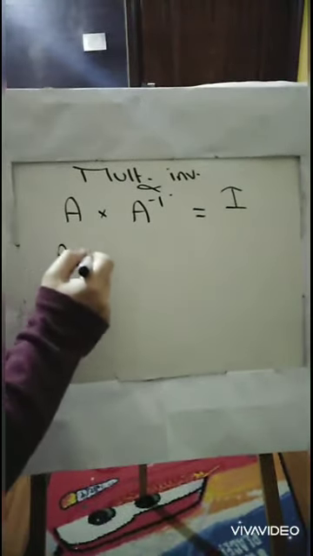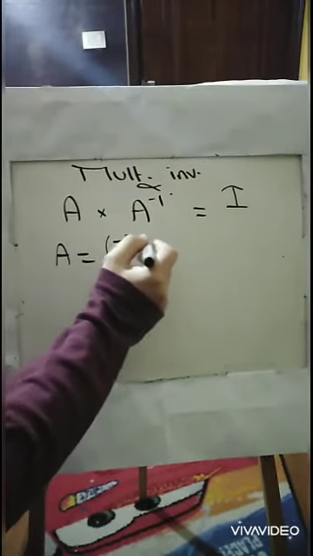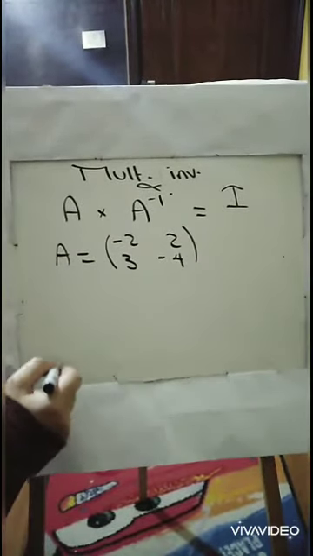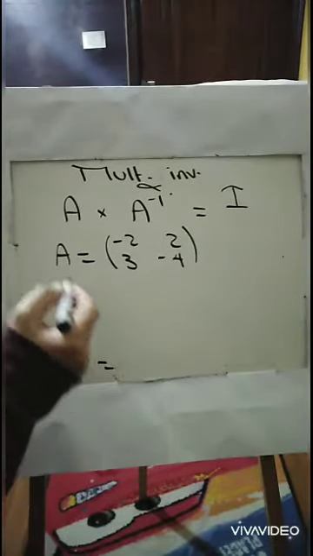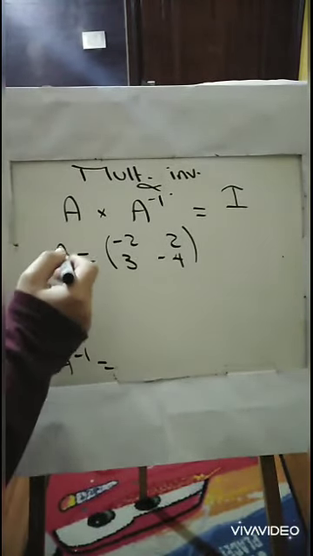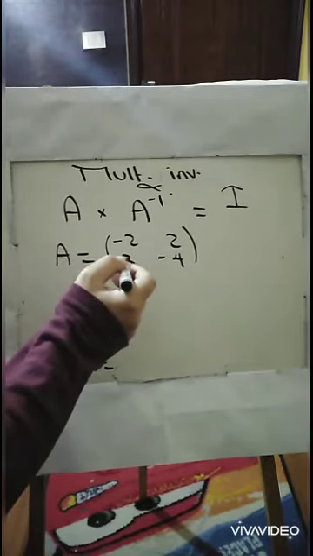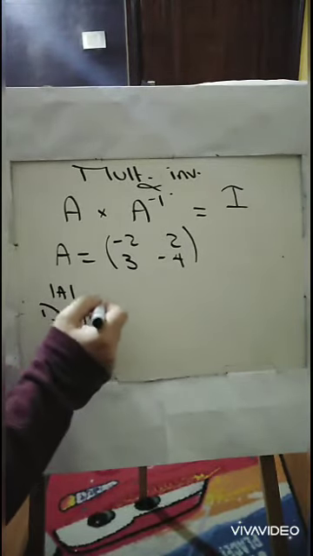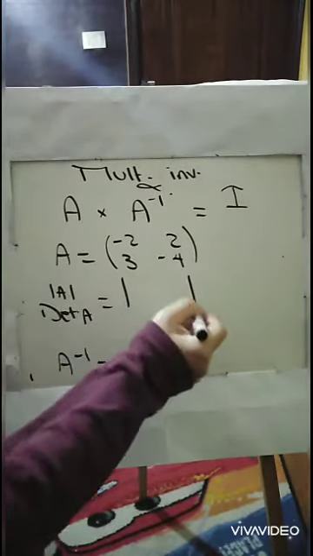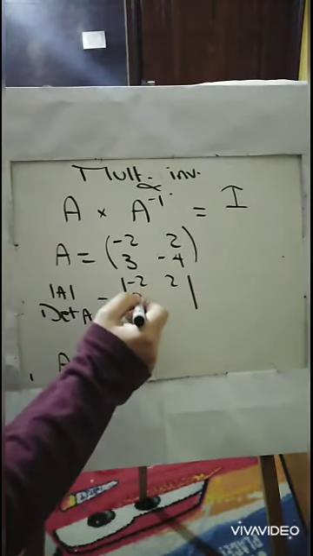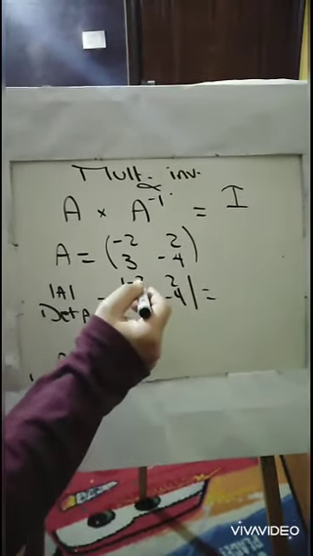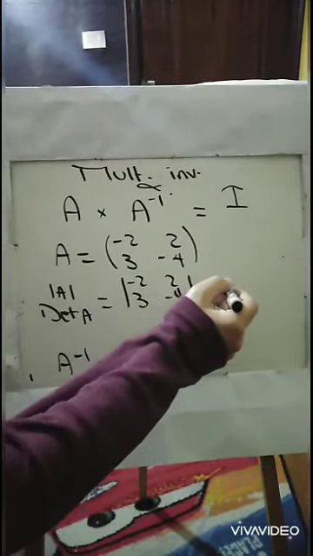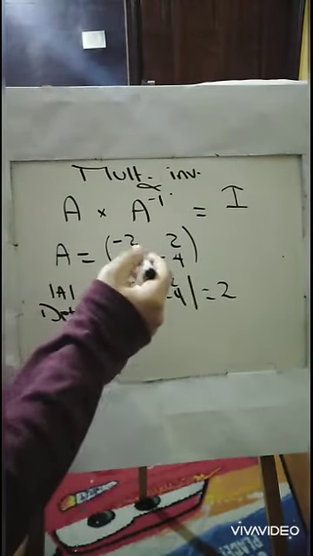Example 1. If we have matrix A, which is equal to [-2, 2; 3, -4], and we want to get its multiplicative inverse, how can we get it? First, I'm going to get the determinant, or the value, of matrix A. I write determinant A equals, I convert this into a determinant: -2, 2, 3, -4. Get the value. Negative 2 times negative 4 is 8, and 3 times 2 is 6, and 8 minus 6 equals 2. So the value of A is 2.